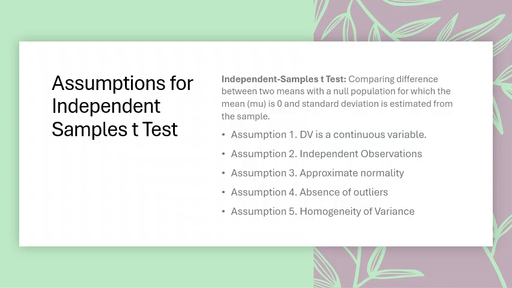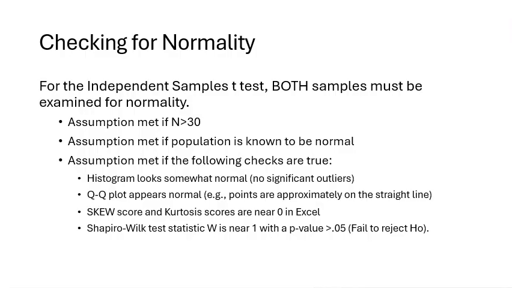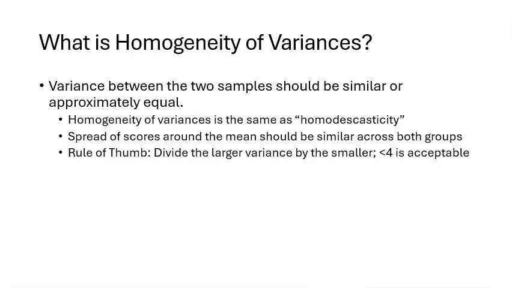The assumptions for the independent samples t-tests are just like the ones we've just looked at, but we add one more assumption. And remember, the independent samples is when we're comparing the difference between two mean scores with a null population for which mu is 0 and standard deviation is estimated from the sample. So we check for normality in the same way. I just read all of this a moment ago when we were looking at the paired samples t-test, so I won't read it again here.